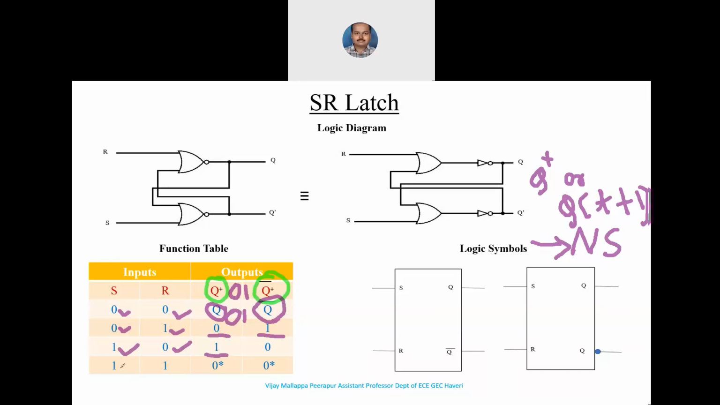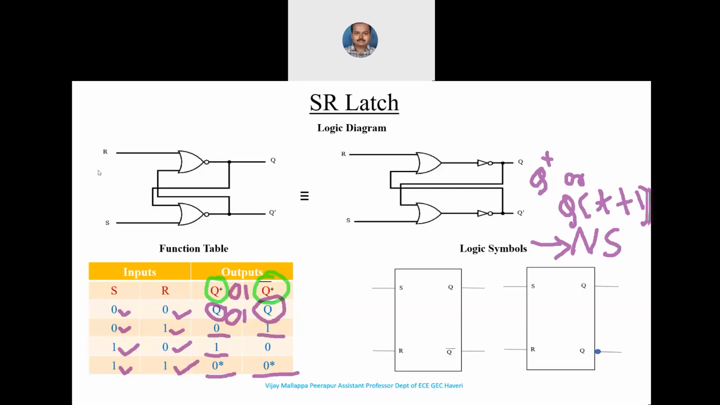Similarly, when S is 1 and R is 1 here, the outputs are 0 and 0. Here we call it an undefined state. We call it a forbidden state. Since we have normal output and complementary output, the outputs should always be complementary to each other. Q and Q bar should be complementary. But here, when S is 1 and R is 1, there are instances when Q is also 0 and Q bar is also 0, which is not defined. We call that a forbidden state there, right?